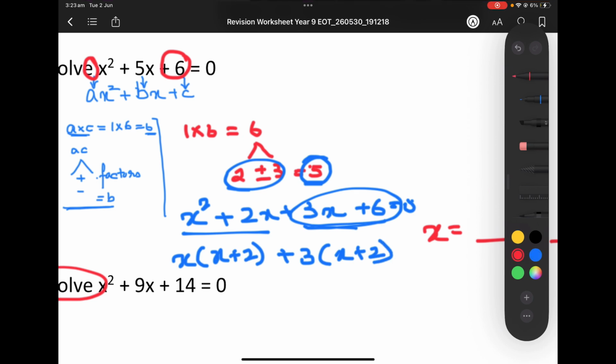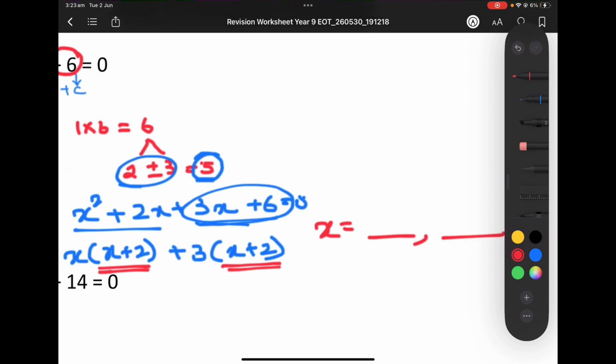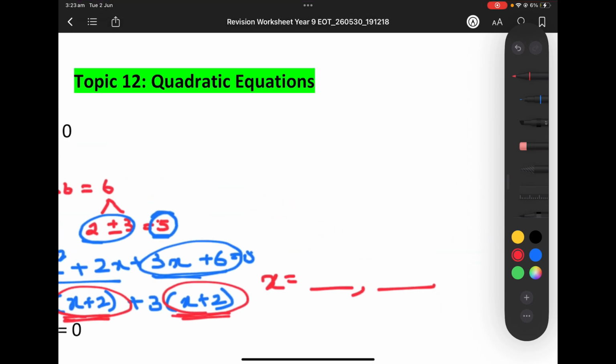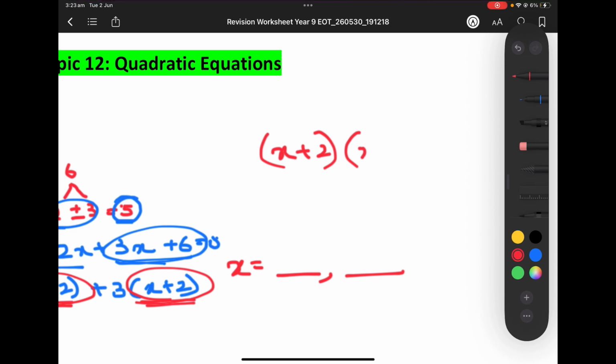Now there's a catch. Whatever you have in this bracket, the same thing comes in the other bracket. If you're getting two different brackets, that means you have done something wrong. Then again, factorize it further. You can see that x + 2 is common in this and x + 2 is common in that. So take the x + 2 out and you are left with your x + 3.